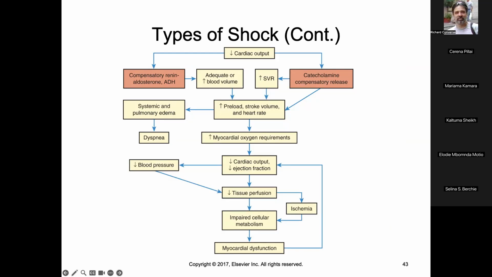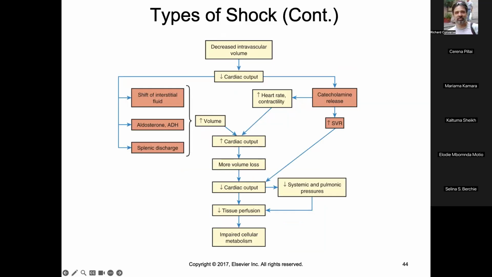Okay, an increase in myocardial oxygen requirement results in a reduction in cardiac output and a reduction in ejection fraction. This reduces tissue perfusion. This leads to ischemia, which reduces cellular metabolism and causes myocardial dysfunction, and the loop repeats and repeats. And of course, blood pressure goes down and down and down as a result of this.